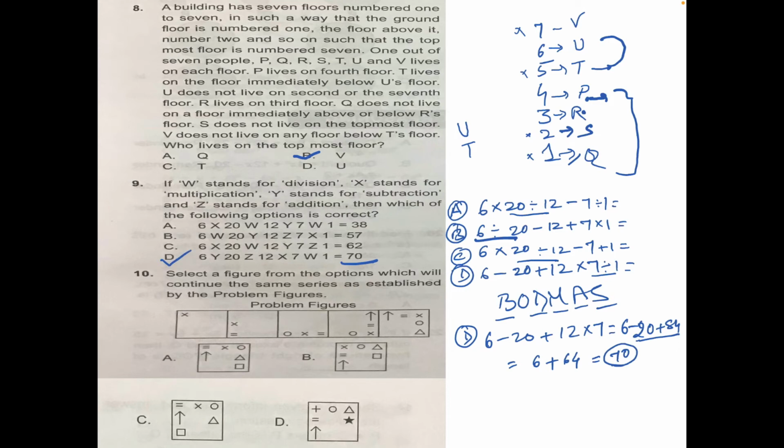Fine. So you just see, first try to find if you can eliminate any option. If not, you have to solve all the options and then see which is the correct answer. Right. Now let's move to another question.